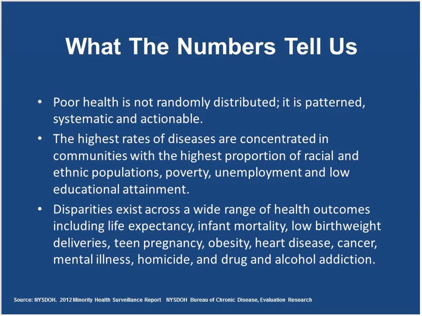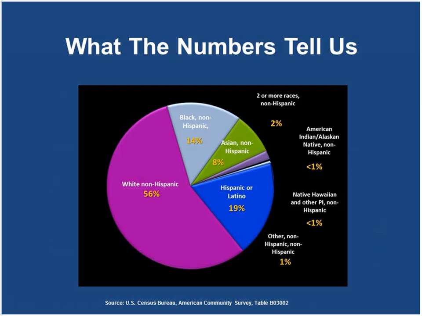So poor health is not randomly distributed. It's patterned, systematic, and actionable. And the highest rates of disease are concentrated in communities with the highest proportion of racial and ethnic populations, poverty, unemployment, and low educational attainment. So, and these health disparities manifest themselves in a number of ways: life expectancy, infant mortality, low birth weight, etc., heart disease, cancer, mental illness, homicide, drug and alcohol addiction.